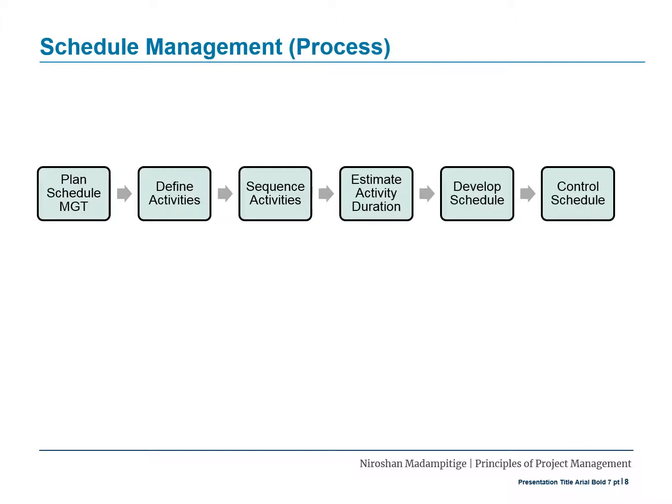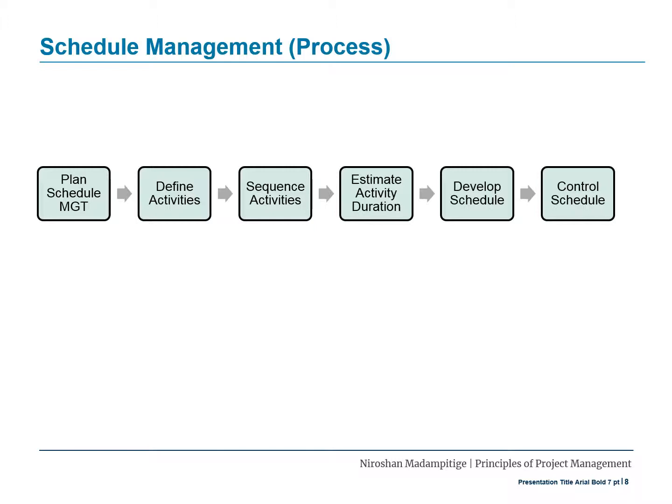As you see on screen, there are 6 processes involved in schedule management. In the upcoming videos, we are going to discuss each one of these processes to understand its role within the schedule management process. So again, just to remember these 6 steps, let me run through them. Number 1 process within schedule management is plan schedule management. This is where you plan all the activities, do the procedures, and get ready to define the activities.